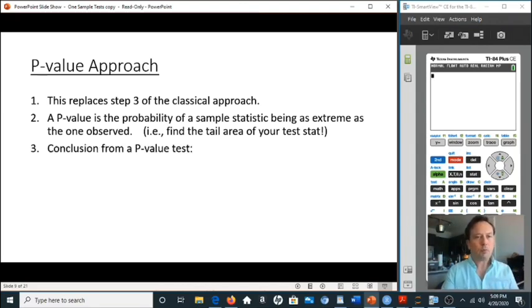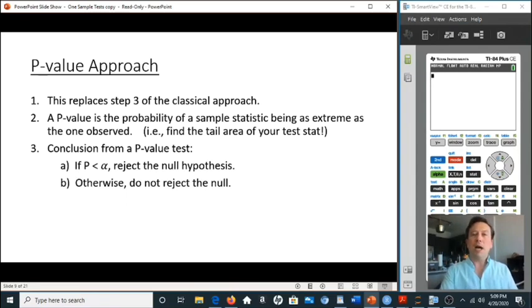Okay? So what do you conclude from a p-value test? If your p-value is less than alpha, remember alpha is the error, you're rejecting the null hypothesis. Otherwise, do not reject the null hypothesis. Here's an example to explain why this is.